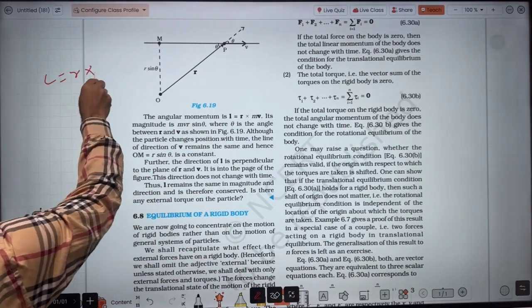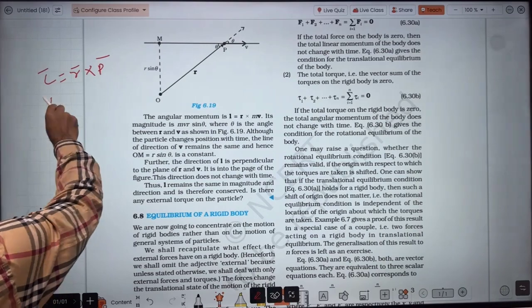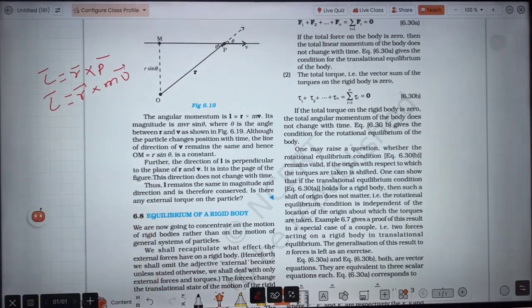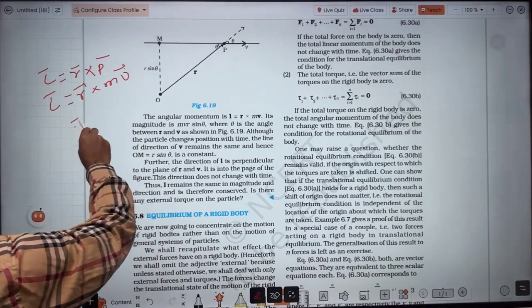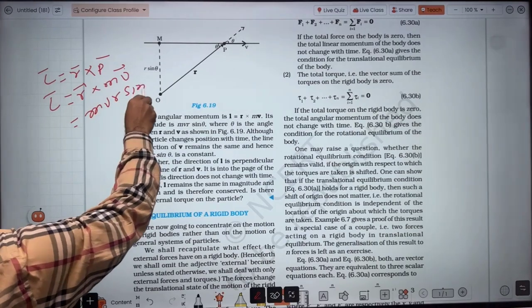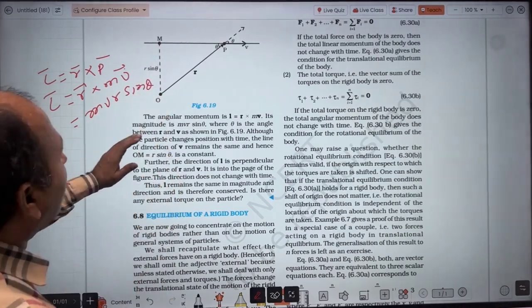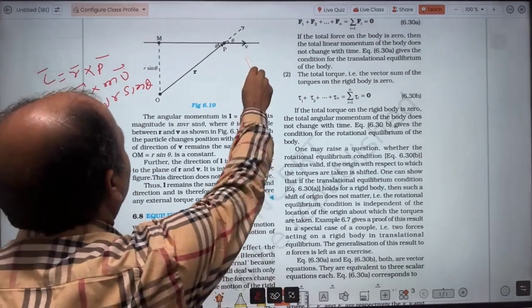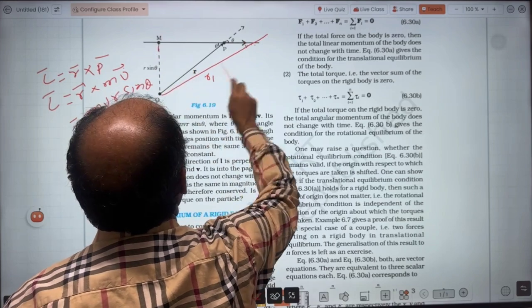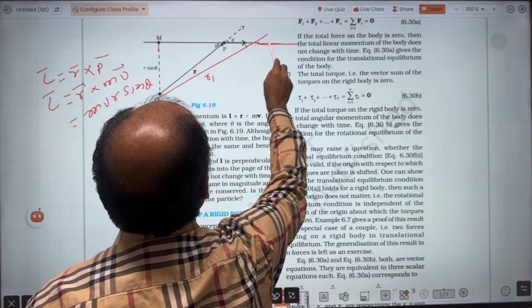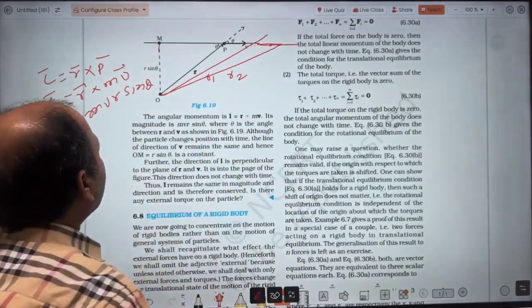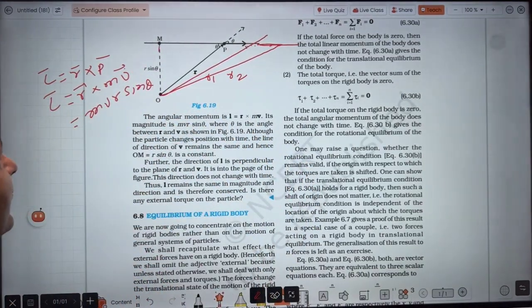L is r cross p, or L equal to r cross mv. So we can write it as mvr sin theta, and here this is r sin theta, which will not change even if the particle is here. In that case, suppose this is r1, but r sin theta will remain the same. If you take another point here, the position is changing. In this case, suppose this is r2, but still this distance will remain the same.